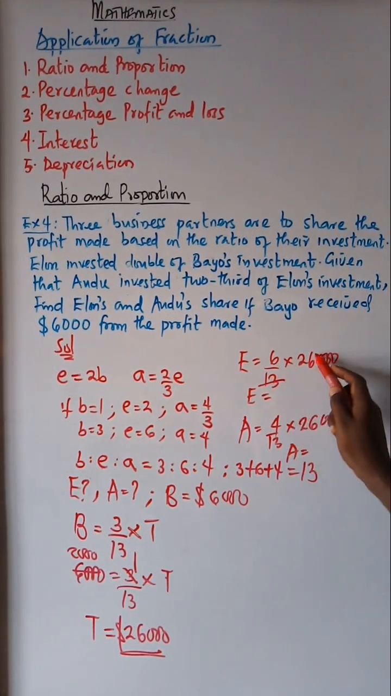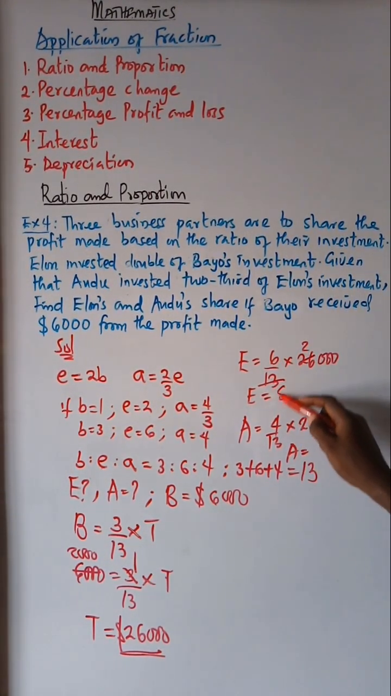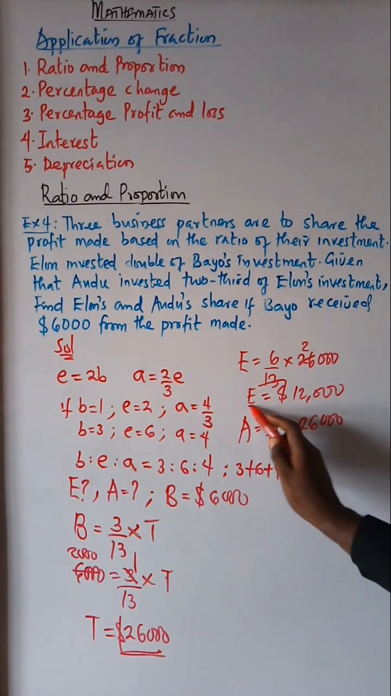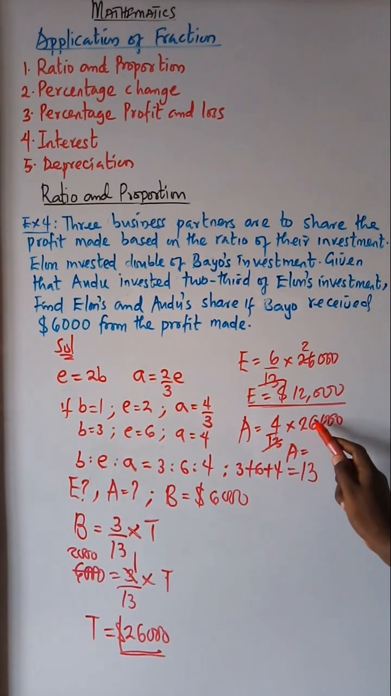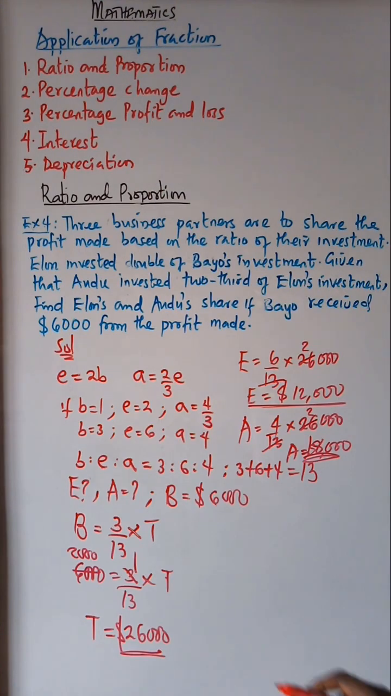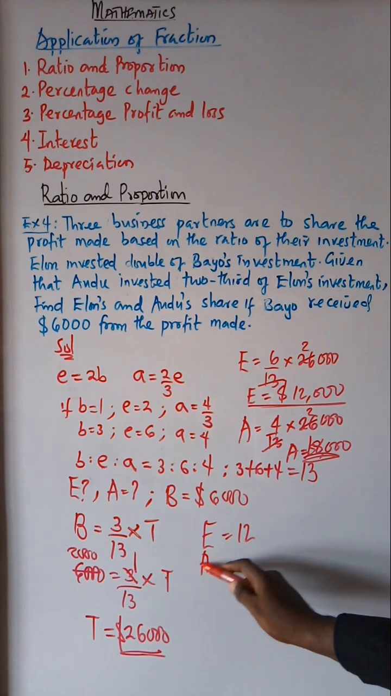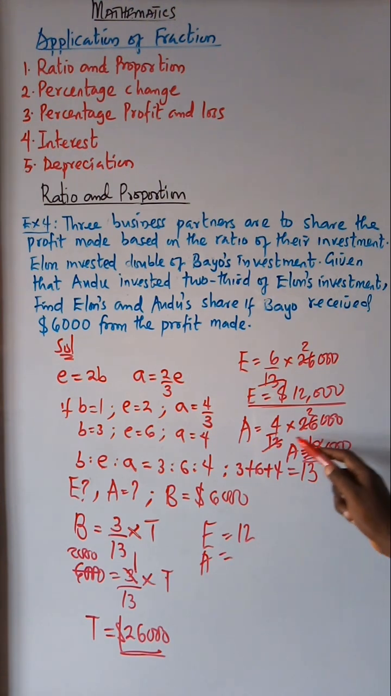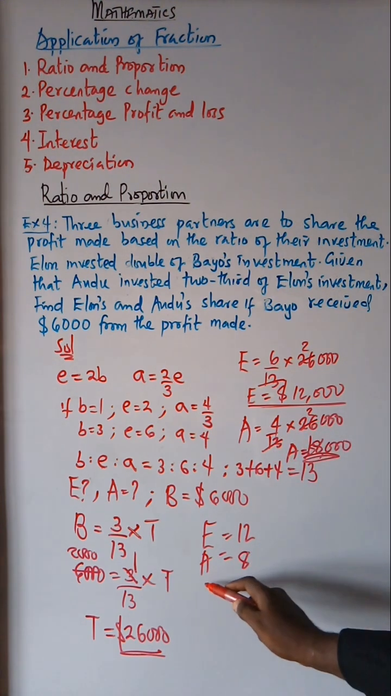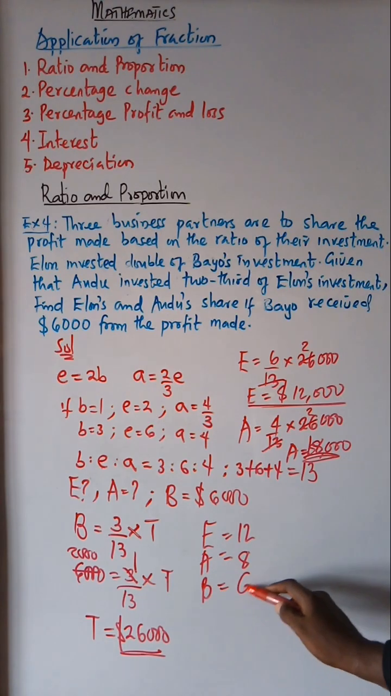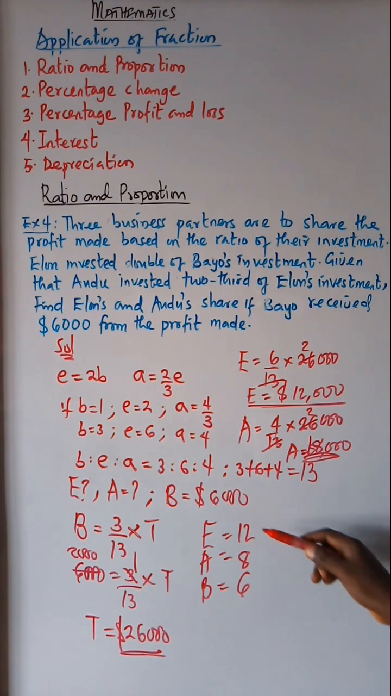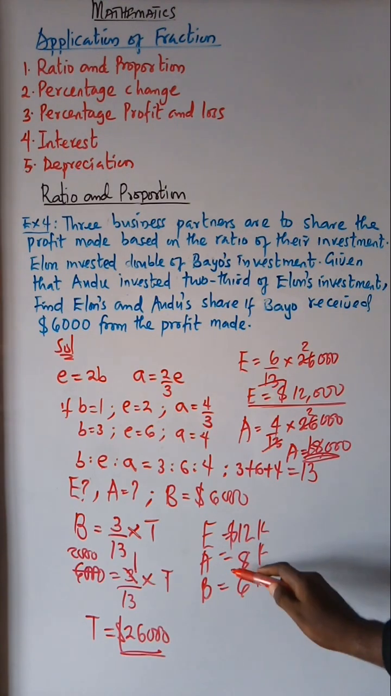13 year 1, 13 year 2, that's 2,000 times 6, that's $12,000. So that's Elon's share. Then 13 year 2, 2,000 times 4, that's what? $8,000. So at the end of the day, Elon will take $12,000. Aldo will take $8,000. Is it 8? Yes. $8,000. And what did Bayo take? Bayo received 6,000. If you add everything, you should get 26. So this is 26. So $1,000 each.